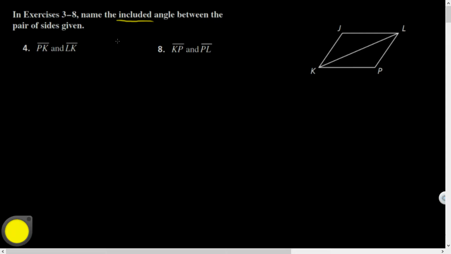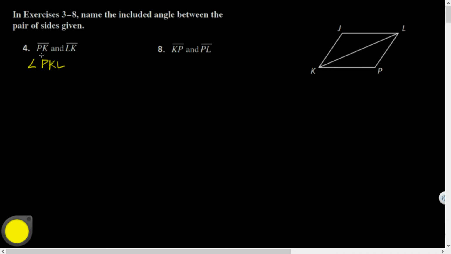Nice, easy, underhanded pitch. Here we go. PK and LK. So PK and LK, the included angle is going to be this one right here, the one that is right adjacent to those 2 sides. So I could actually just call that PKL, something like that, or LKP. Either of those would have worked.